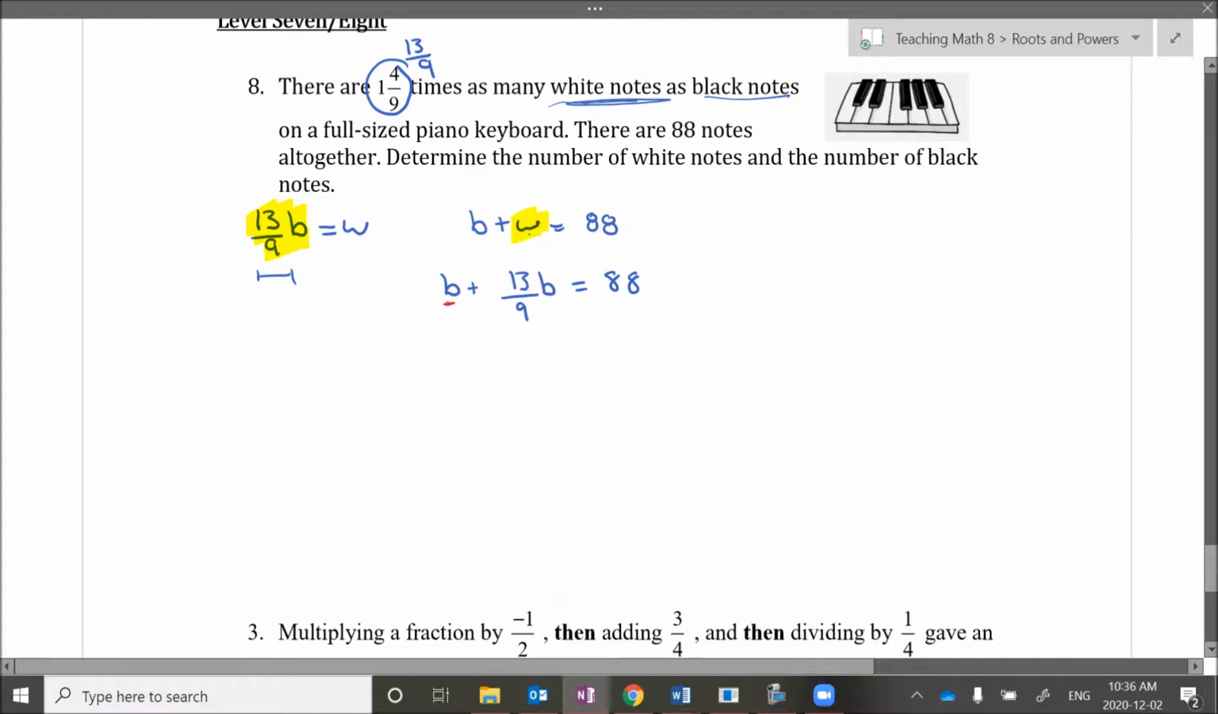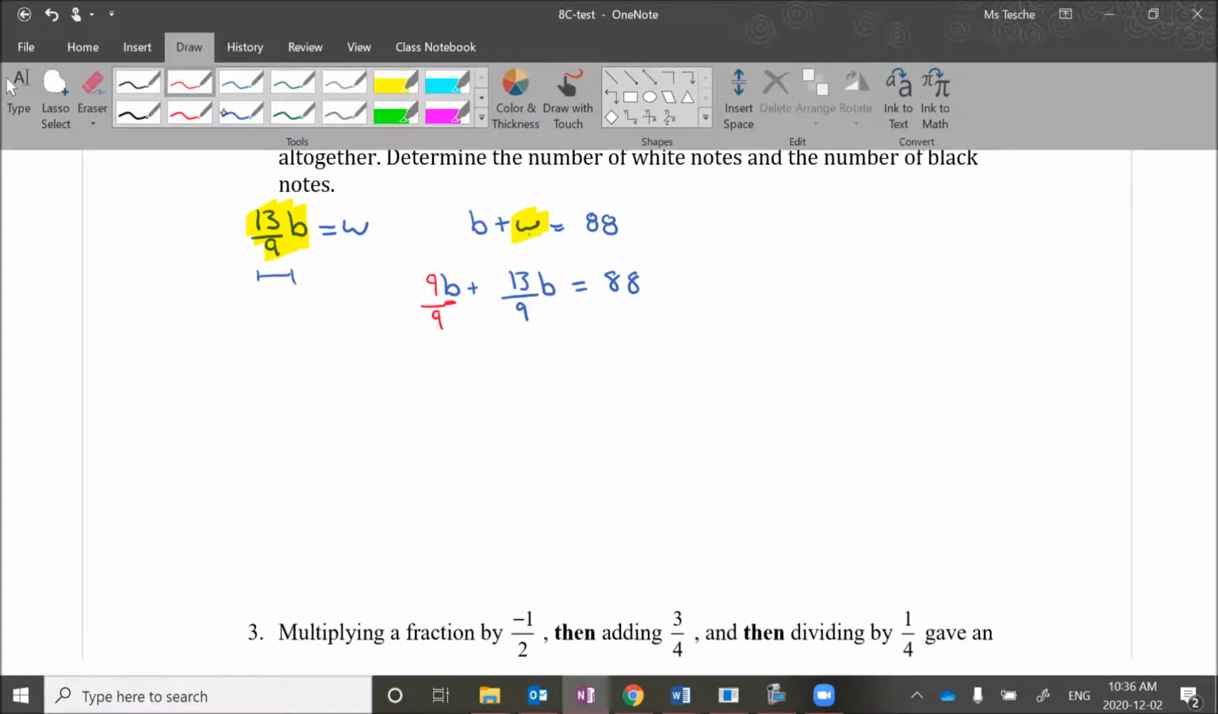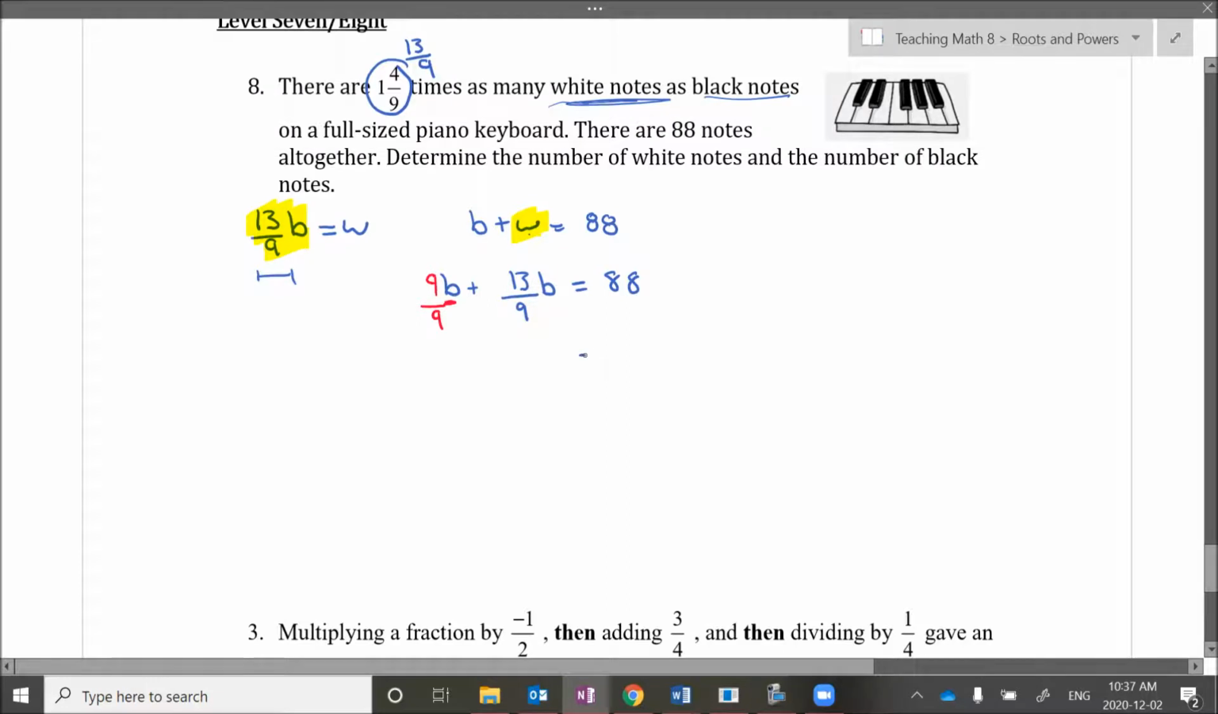This B hanging out here is just one solo B. I could say 1B, or I could say 9 over 9B. The reason I say that is now I can combine those two numbers. So this is like combining like terms. So 13 plus 9 gives me 22 over 9B equals 88.